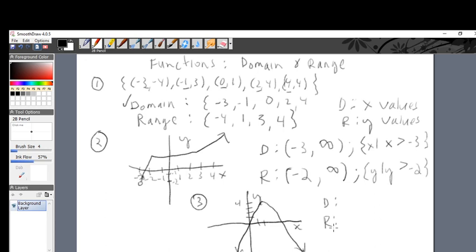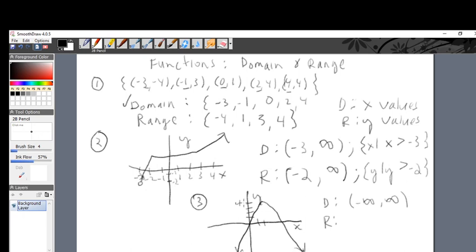That's the question. So in this case, the domain is the x values. The x values go on forever and ever. It keeps going and going. So it goes from -infinity to infinity.